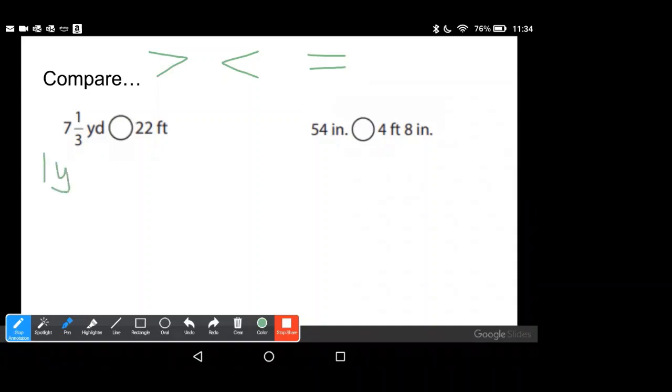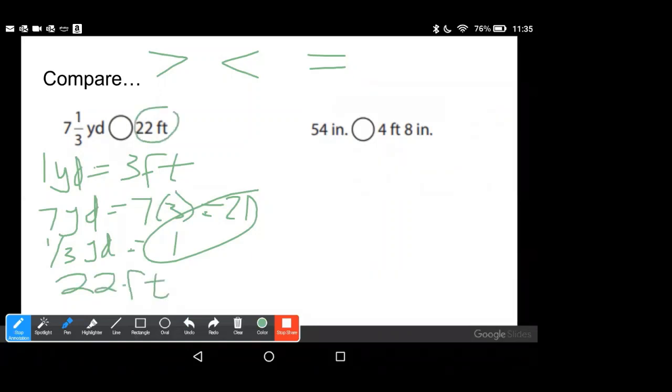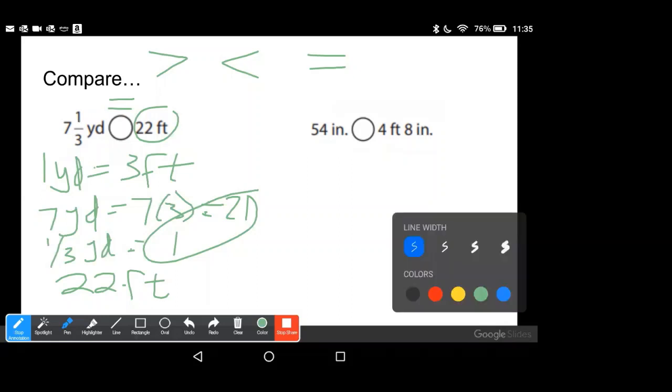I know that 1 yard is 3 feet. And so I know 7 yards would be 7 times 3, which is 21 feet. And then I have a third of a yard, which you've already talked about, is 1 foot. So I take these two and add them together. So 7 1/3 yards is 22 feet. Notice here I got 22 feet. So my answer for this one is equal. 7 1/3 yards and 22 feet are the same measurement.